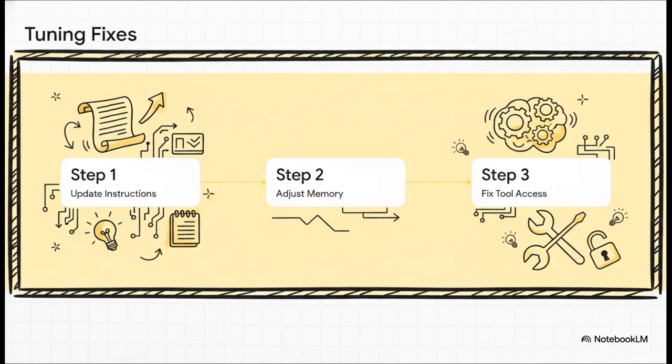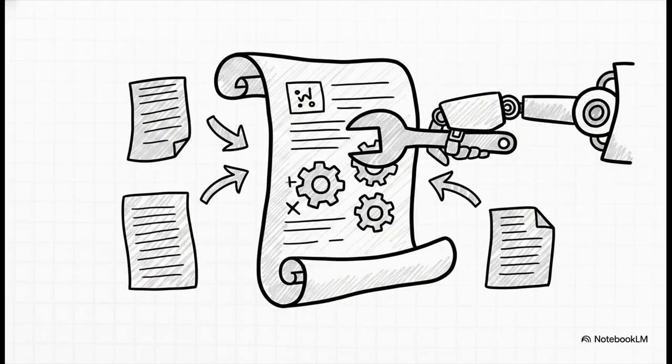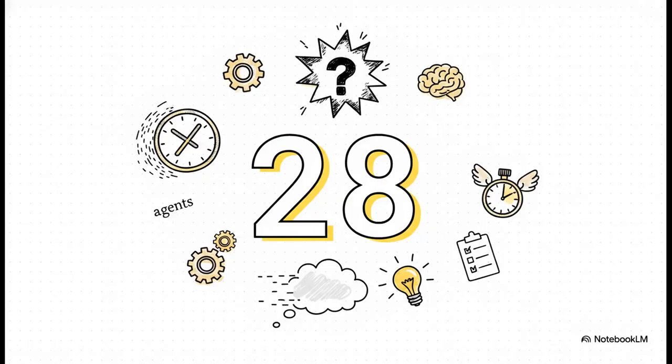So how do we actually fix these? We use 3 sequential tuning steps: update instructions, adjust memory, fix tools. Fixing reasoning errors means you absolutely have to refine instructions. Try adding concrete few-shot examples to the system prompt. Quick exam trivia. Unused Copilot memory actually expires after exactly 28 days. This perfectly prevents any stale context.